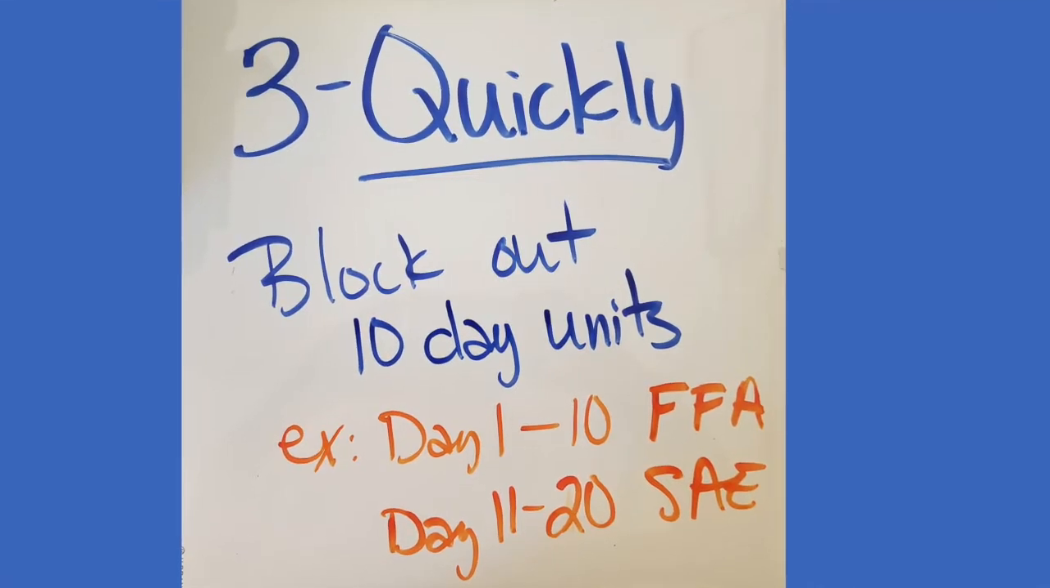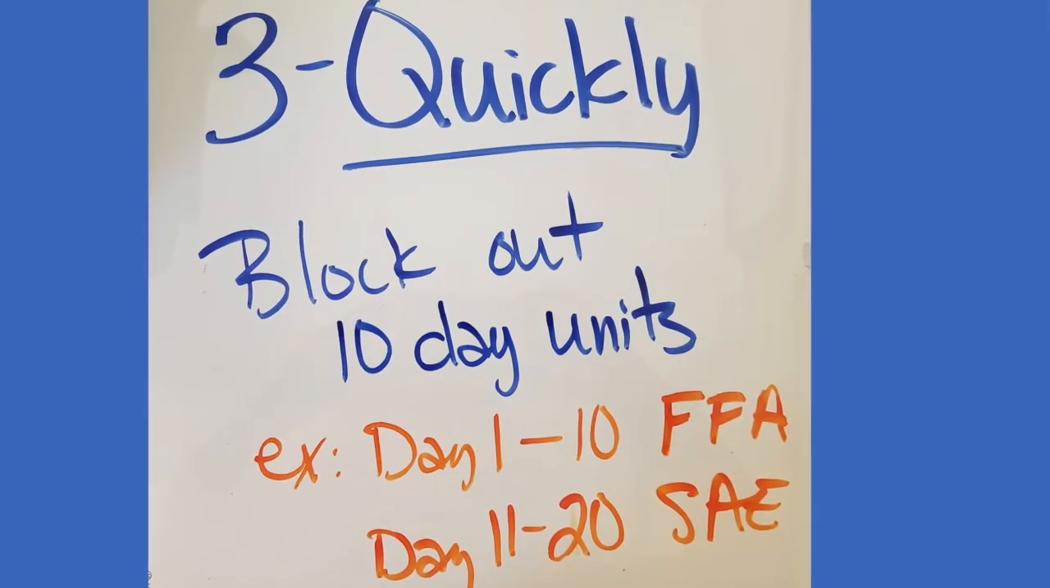Now, this part is critical, especially for those of us who want to make sure everything is perfect. Okay, this is not about perfect, this is about getting stuff on paper right now. So, step number 3 is to quickly write down your units in order on your calendar in whatever increment you found out in step 2. So, example for me, I had a 10-day unit for my Ag Science class, so I'd very quickly write down day 1 through 10, FFA unit, the second unit is SAEs, and so on and so forth. This should not take you very long. Don't worry, we're going to come back to this in a minute, okay?